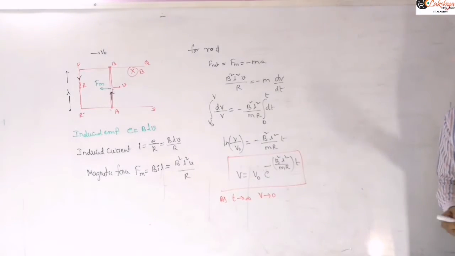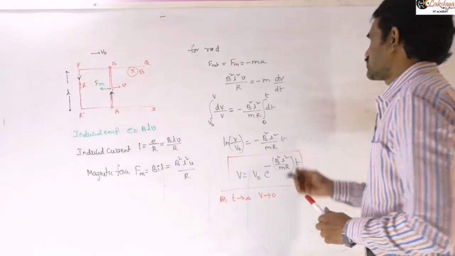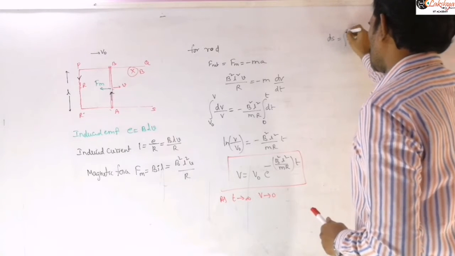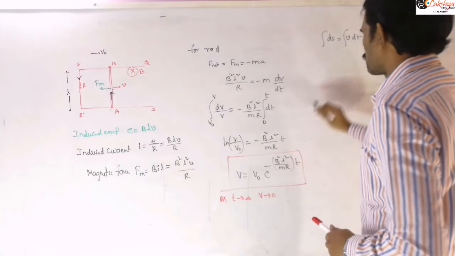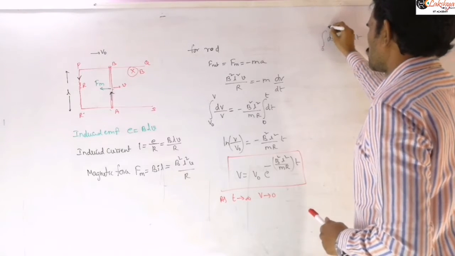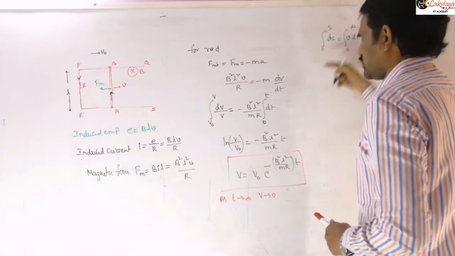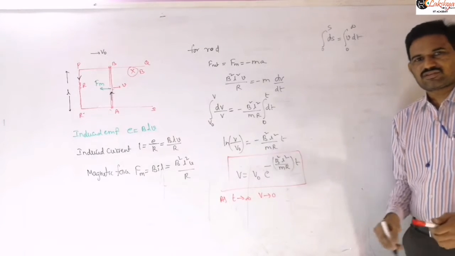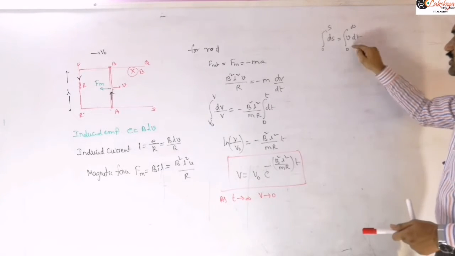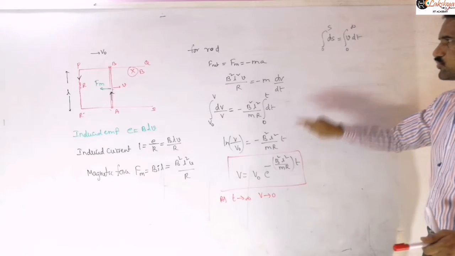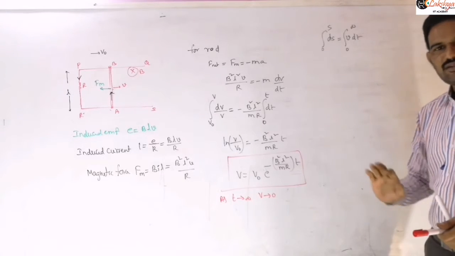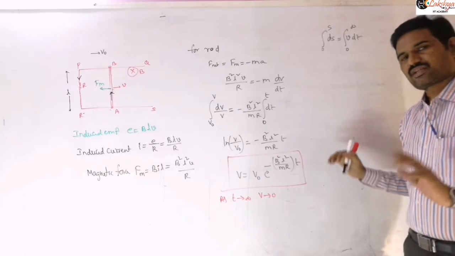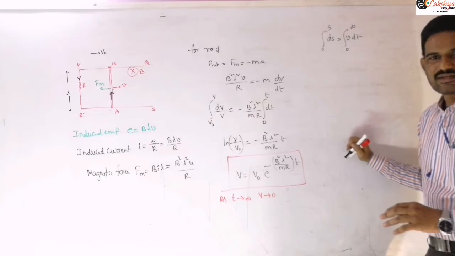And next they are asking for the distance. I am not doing the distance calculations, but you can do it. To find the distance, write ds by dt, so ds is equal to v into dt, and integrate that, substituting this v value here. The limits are 0 to s, and for time 0 to infinity, as we concluded that the rod will take infinite time to come to rest. Substitute the v value and integrate. The distance traveled you will get is some finite value only.